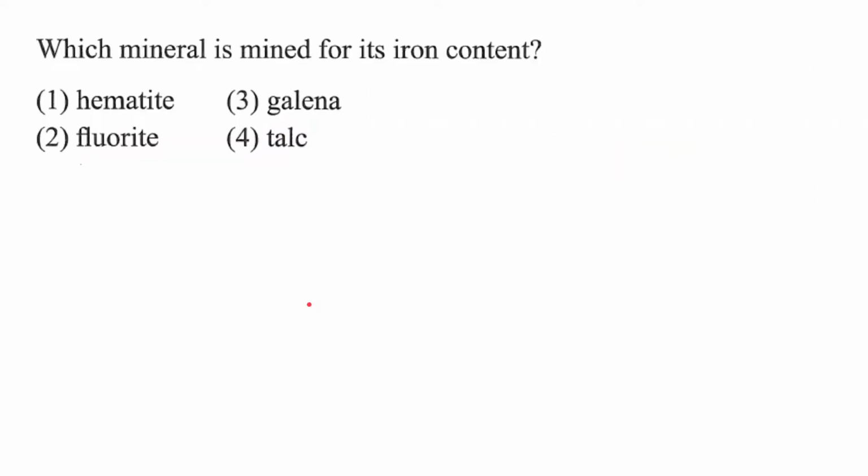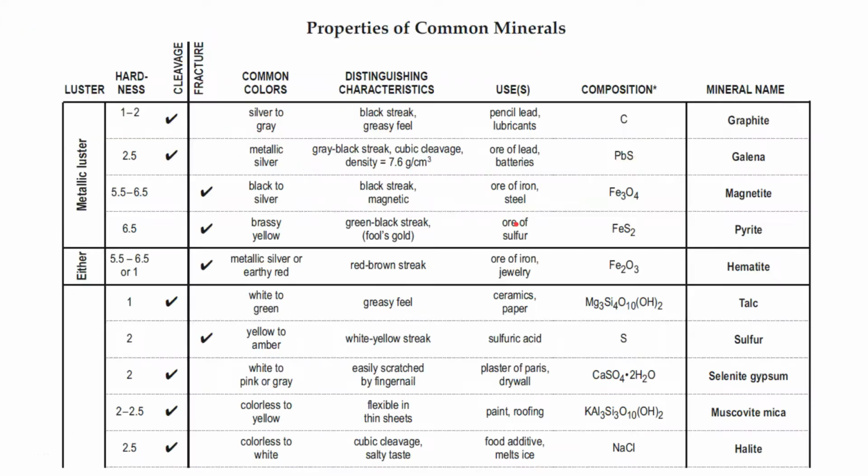Another example of using the uses column on the back page of the reference table. Which mineral, that's what we're looking for. And we know that it's mined for its iron content. So we're looking at hematite, fluorite, galena, or talc. So under the uses, we're going to look for material that is an ore of iron.